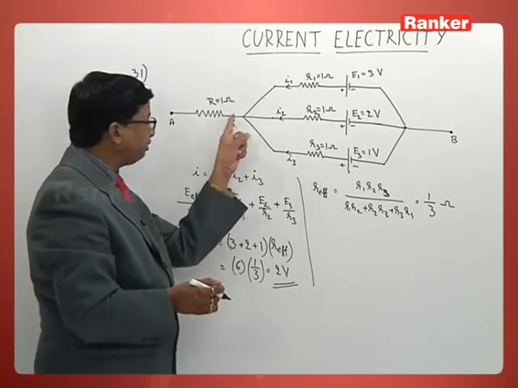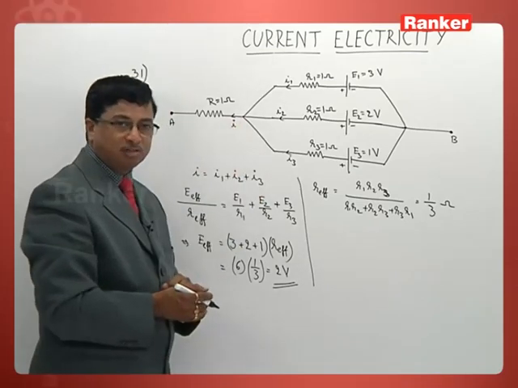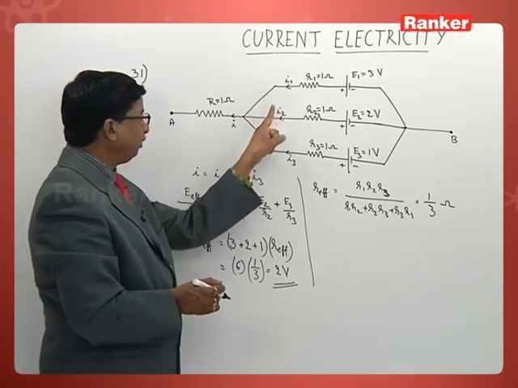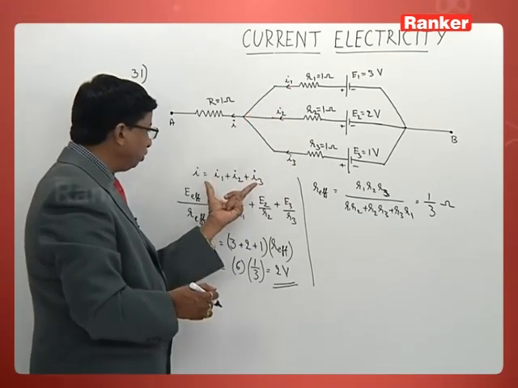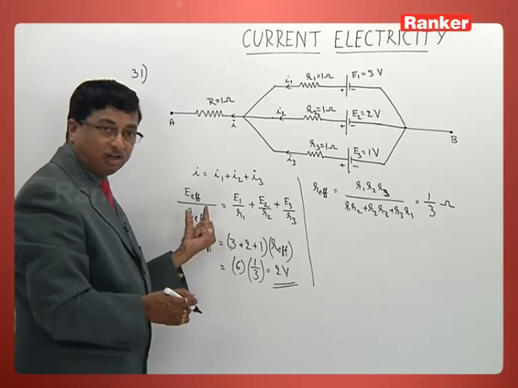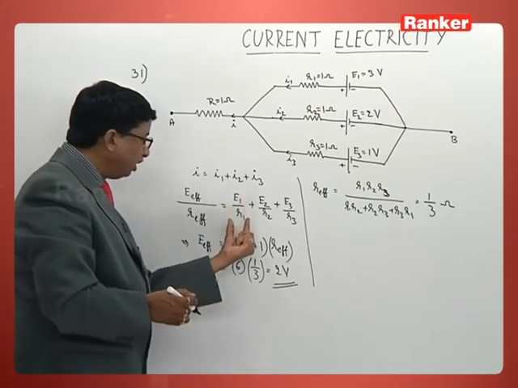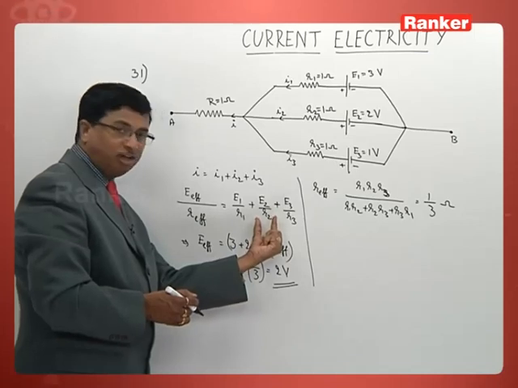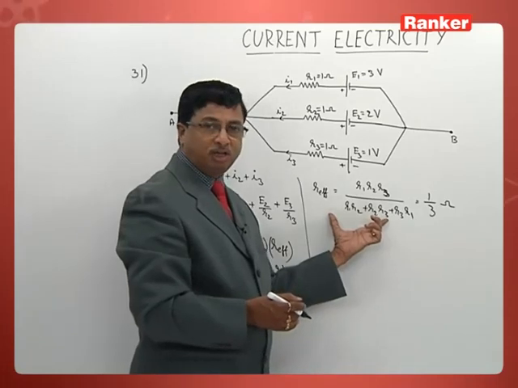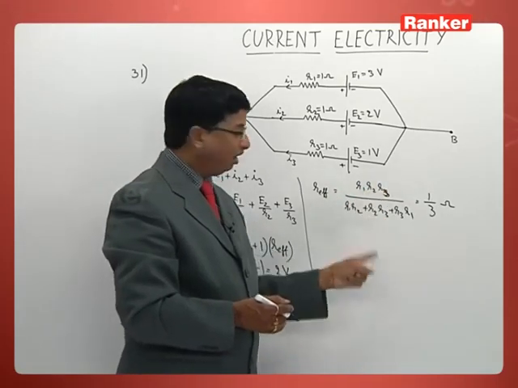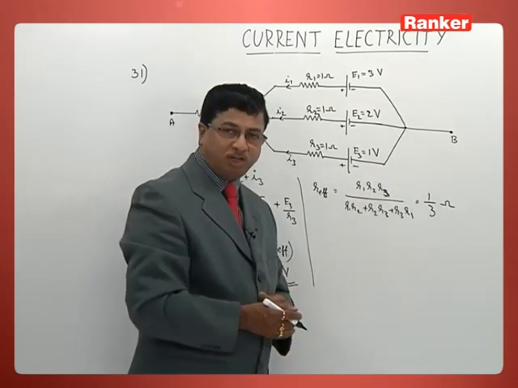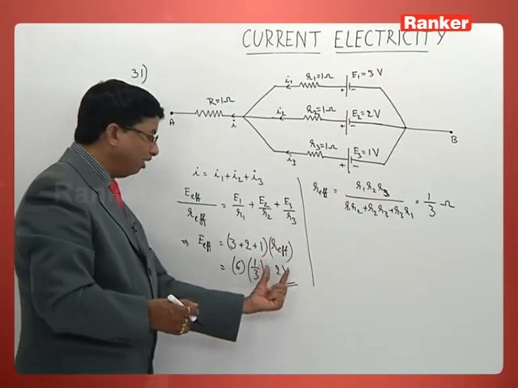I have applied first law of Kirchhoff at this particular junction point. Therefore, you can understand straight away at this point I1 plus I2 plus I3 must be equal to I, and I should be effective EMF by effective internal resistance. Similarly, E1 by R1 is I1, E2 by R2 is I2, E3 by R3 is I3. And what is the effective internal resistance formula? R1 R2 R3 by R1 R2 plus R2 R3 plus R3 R1. This value I have got 1 by 3. After substituting it here, I have got 2 volt.